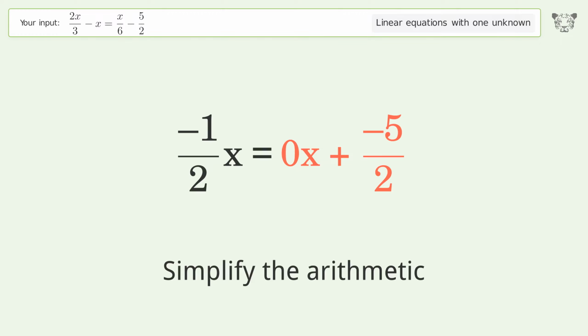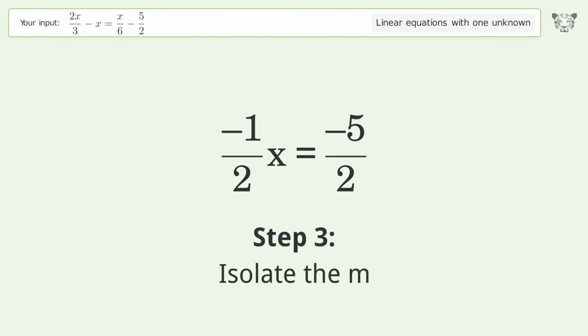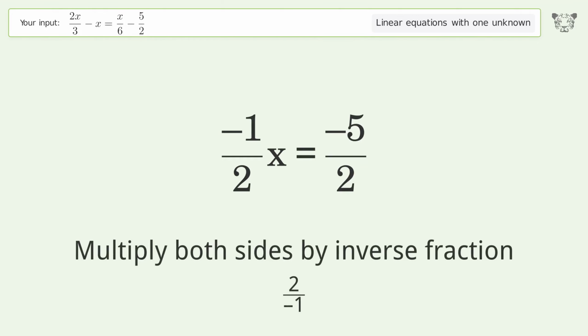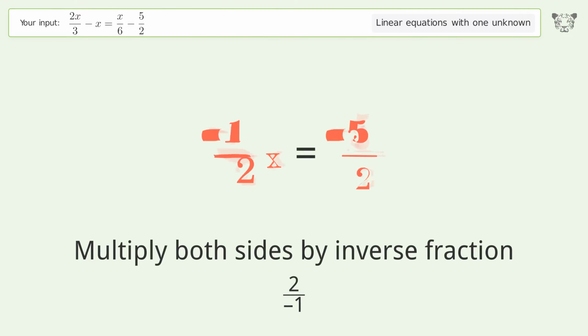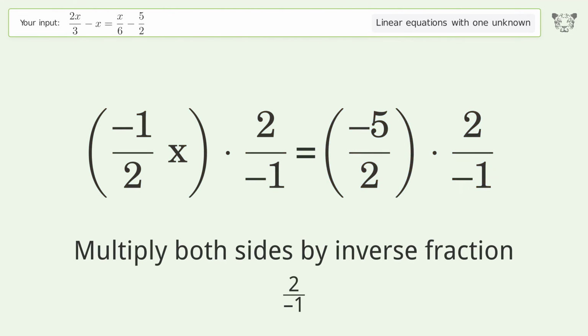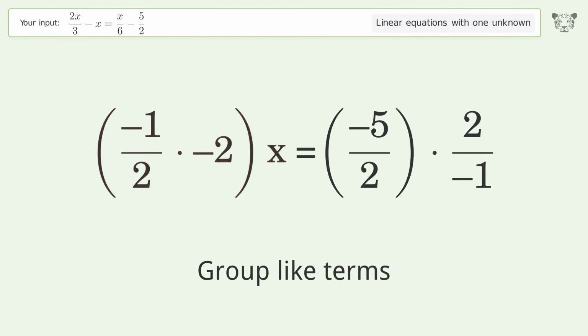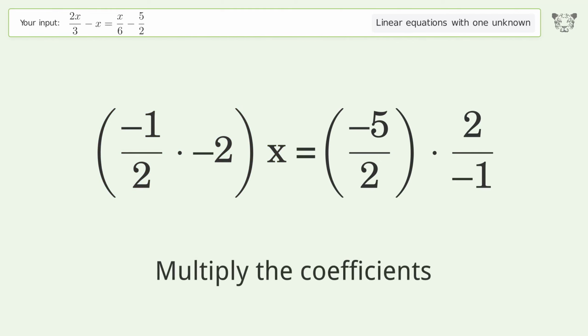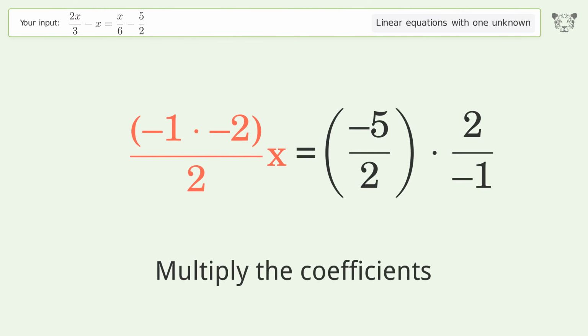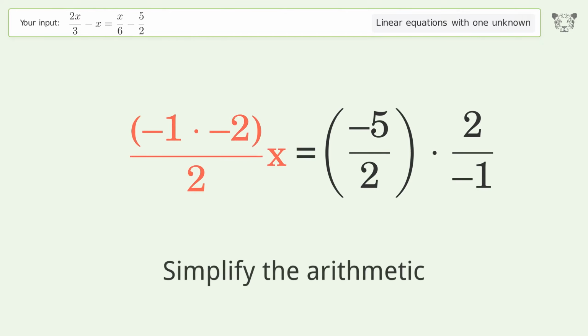Simplify the arithmetic. Isolate the m. Multiply both sides by inverse fraction 2 over -1. Group like terms. Multiply the coefficients. Simplify the arithmetic.